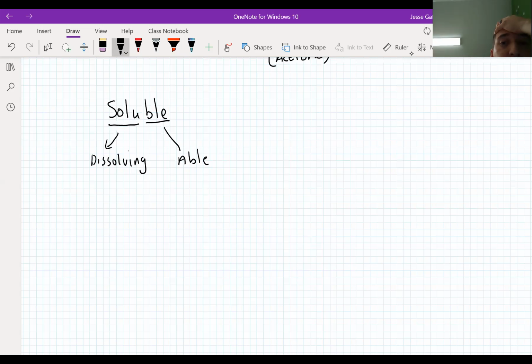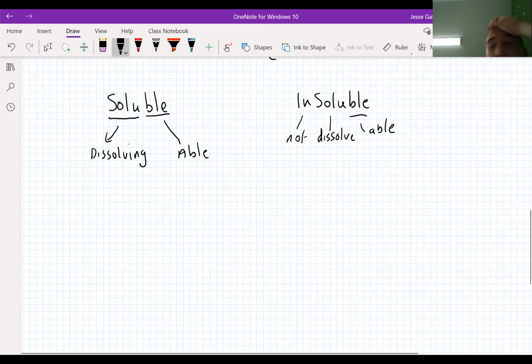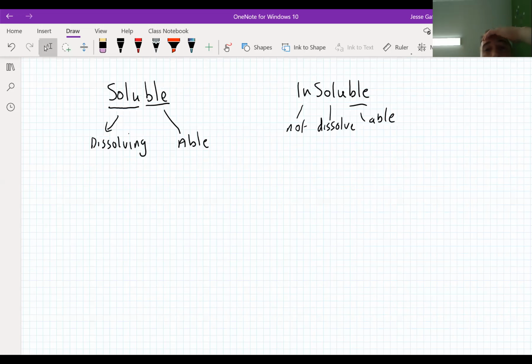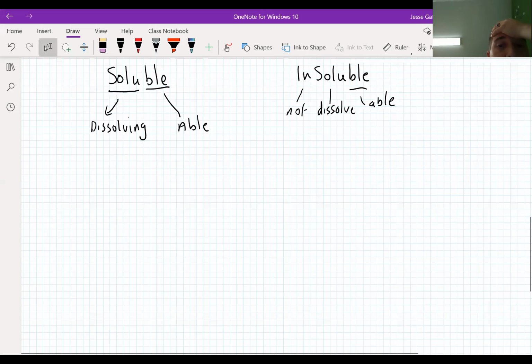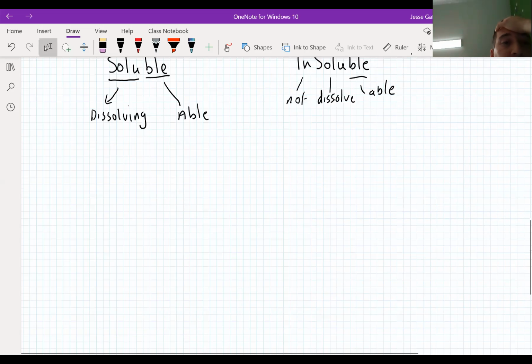If we take the same word, soluble, and we put the word in in front of it, we now have insoluble. In this case, in means like incapable or not able. So something is insoluble if it's not able to dissolve in a particular solvent. Now it's very important that we clarify what solvent we're talking about.